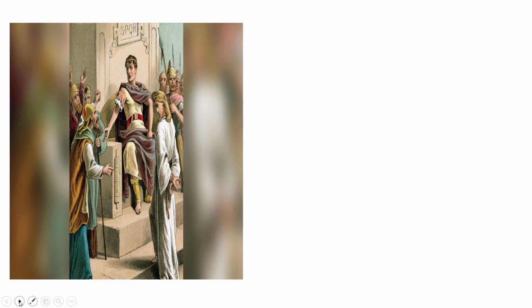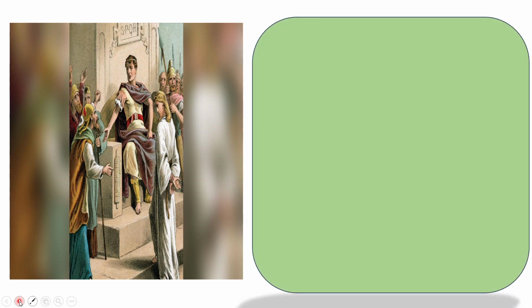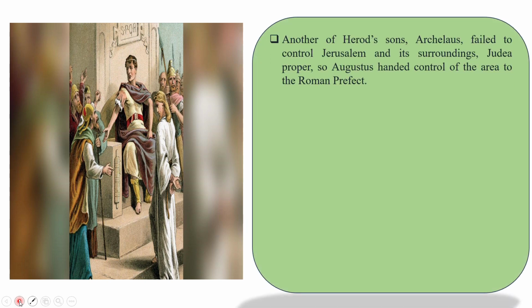Here you can see King Herod's sons who came to power. Herod's sons controlled Jerusalem and its surroundings, Judea proper, and Augustus handed control of the area to the Roman prefect. He was the son of Herod, and he started ruling that particular area.